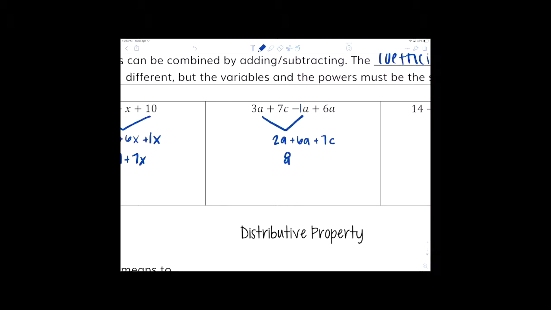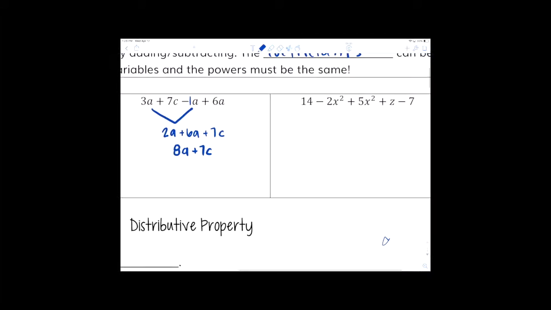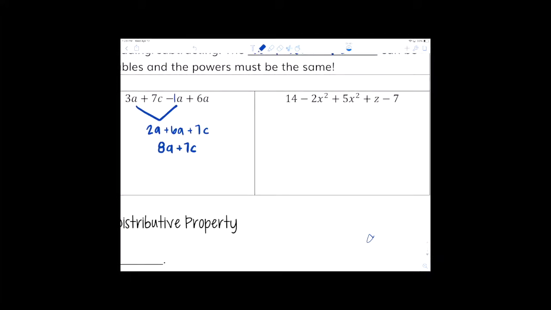8a. Oh, I combined that. I have 8a, and then I'm going to bring down that 7c. Can I combine anything else here, or have I simplified it all that I can do? I simplified it completely. I can no longer combine anything else. Okay? Let's move to the last one here.